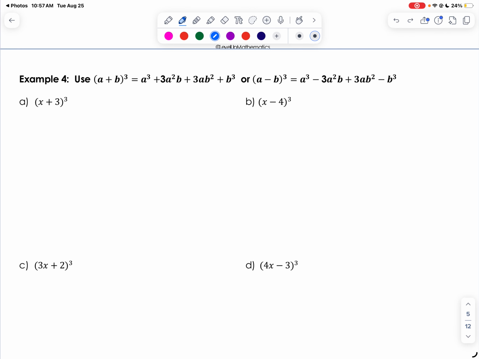So in problem A, we have x plus 3 quantity cubed. So our first term a is x, and our second term b is 3. Because this is a plus, we will use the first identity. So let's write it down. A cubed plus 3a squared b plus 3ab squared plus b cubed. All right, once you get that written down, now we're going to replace the variables with parentheses.